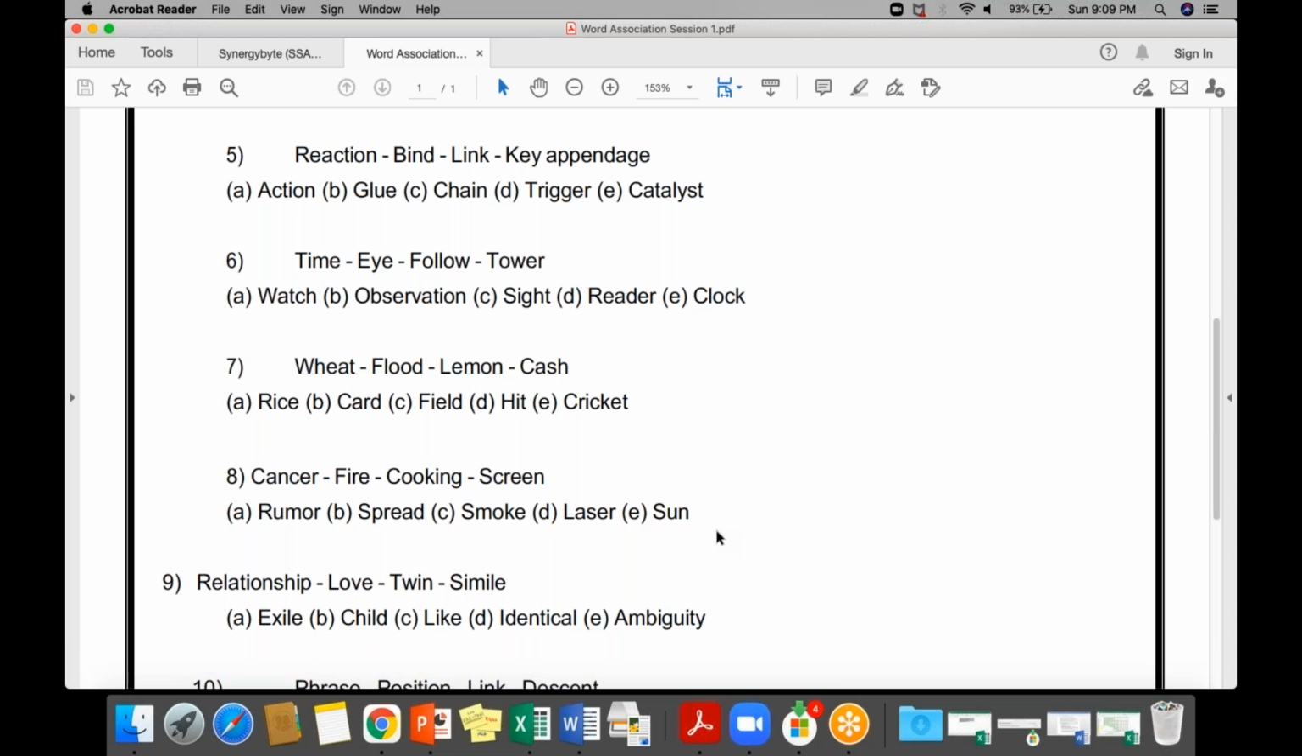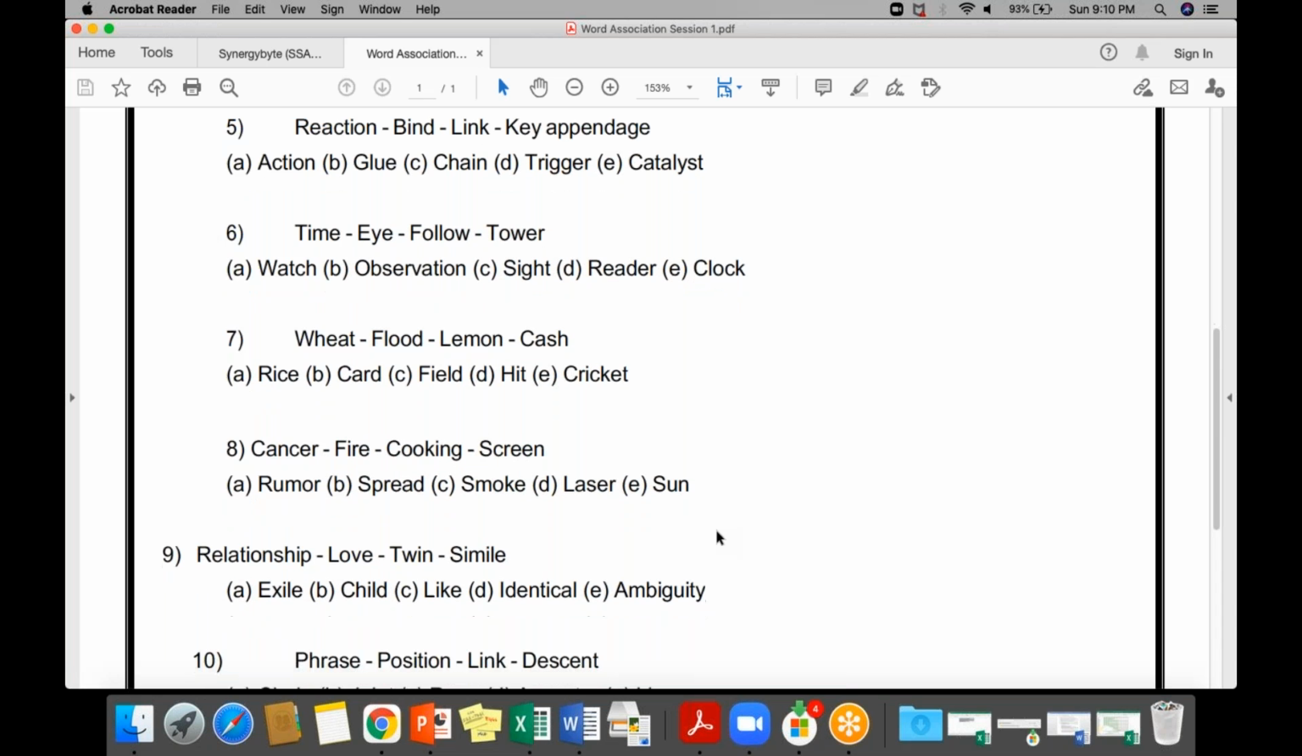When you like someone, you get into a relationship. When you like someone, you get into love. Twins like each other. Simile, again, the words which are like each other. My correct answer is option number C. This was an easy one. Anyone who thinks that any other word could be an answer? Perfect. Option number C is my answer for this question number 9.